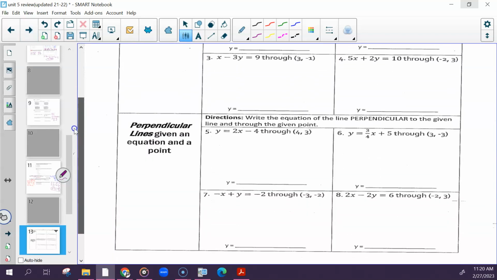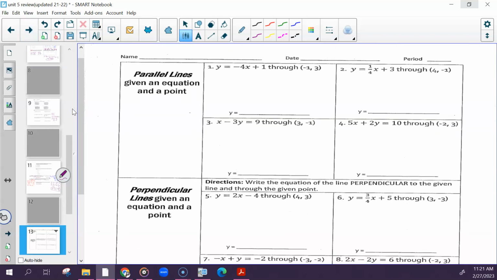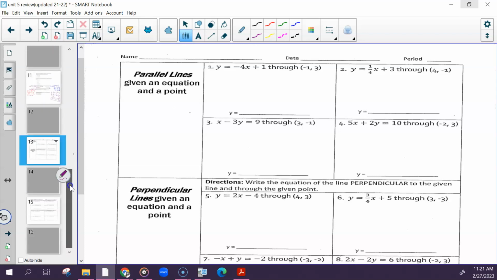Any questions we want to see, go over on this page? None on this page. Look at the very last page. Nature. 8 on the very last page.